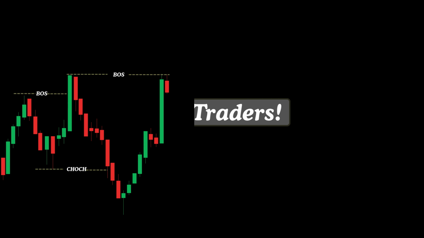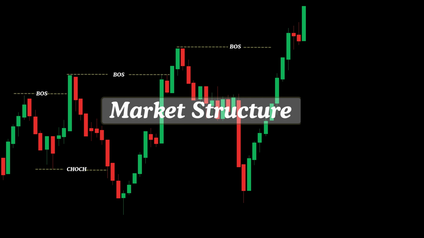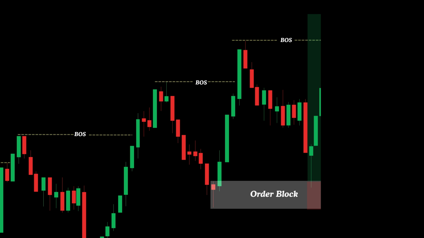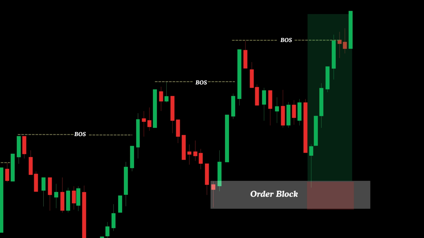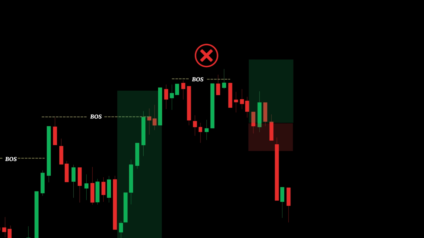Hello traders, in today's session we're diving into one of the most essential concepts that every profitable trader must master. Market structure. Once you fully grasp market structure, your entries, exits, and stop-loss placements will start to make perfect sense. But the truth is, many traders misread the structure and repeatedly end up taking losses.